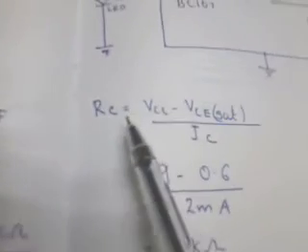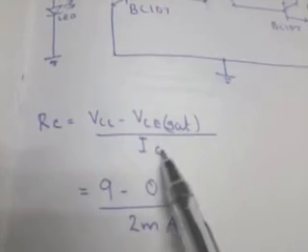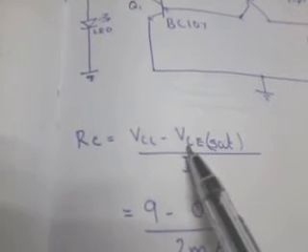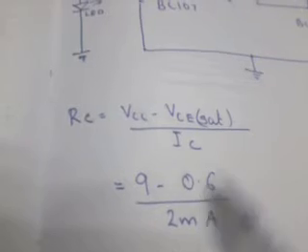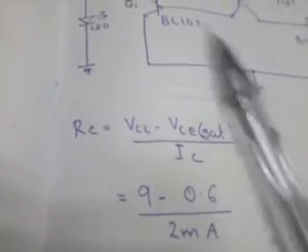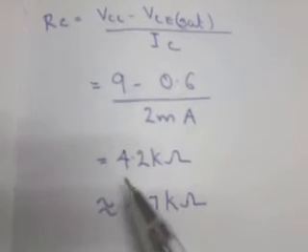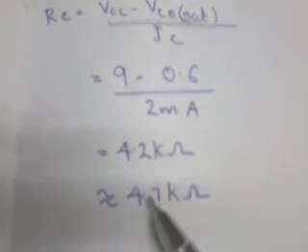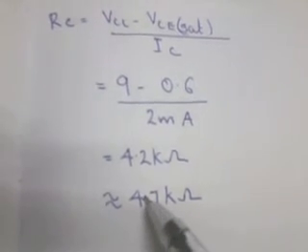that is RC equal to VCC minus VC saturation by IC, where VCC is the supply voltage that we are giving, that is 9 volt, and VC saturation is the saturation voltage for the transistor, about 0.6 volt, and IC is the collector current for the transistor BC107, about 2 milliampere. On solving it, we get about 4.2 kilo ohm. I have used the standard 4.7 kilo ohm. It is 4.7.